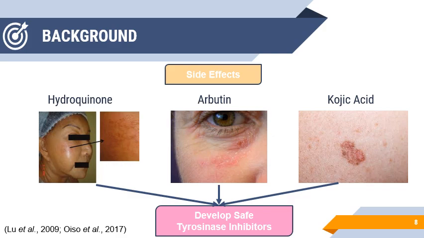But the tyrosinase inhibitors that were found before have side effects. Hydroquinone can cause exogenous ochronosis, arbutin can cause contact dermatitis, as in the picture. Kojic acid also demonstrated carcinogenicity. And currently, several countries have officially banned the use of hydroquinone and kojic acid for skin treatments. Therefore, it is necessary to develop safe tyrosinase inhibitors.